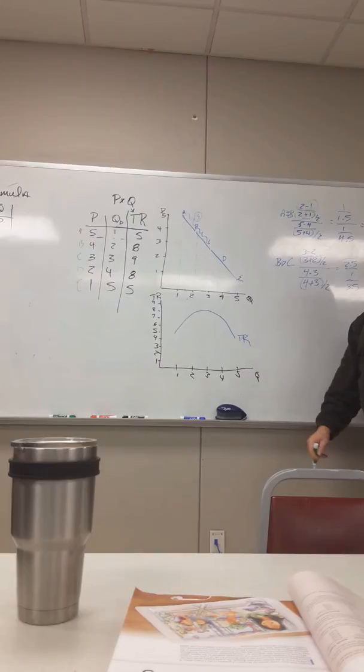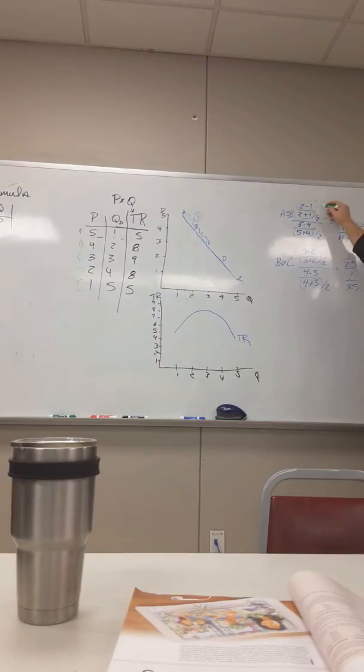I added 2 plus 1, which gives me what? 3. And I divided by 2, 1 and a half, 1.5. That's exactly what I did. So do you see where those came from? Remember, the X's are on the top.